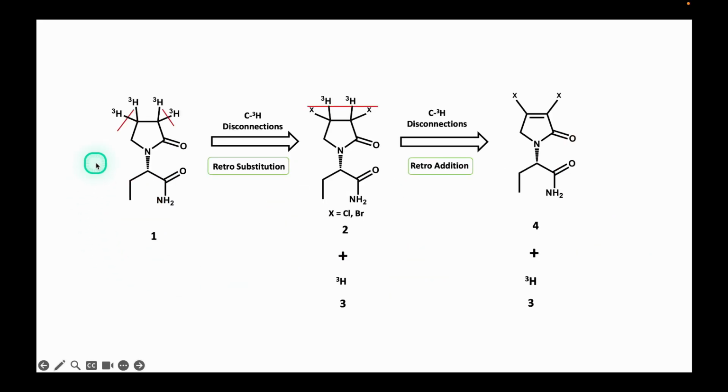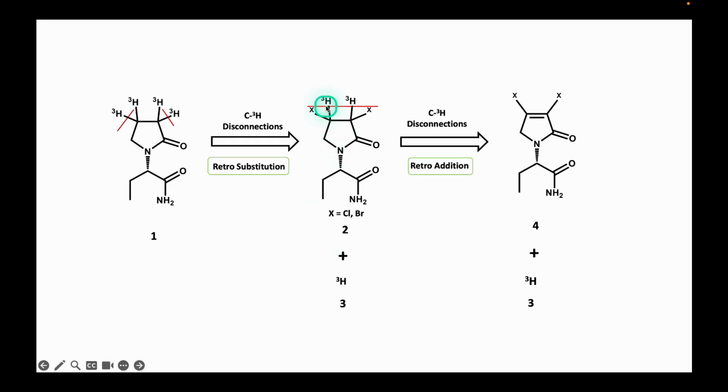The retrosynthesis begins by disconnecting the 4 tritium atoms. First, a vicinal pair that is based on a reductive substitution. These disconnections generate elements which are then susceptible to being reduced, such as chlorine or bromine, leading to the formation of lactam-2, and molecular tritium, which is used as the source of this radioisotope.